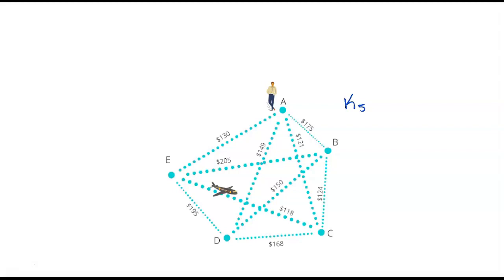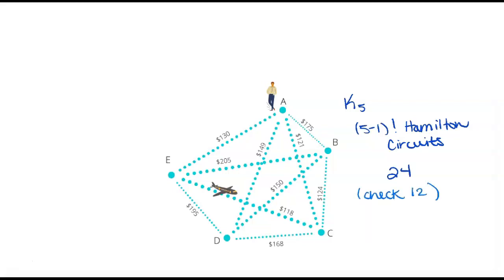With K5, there are 5 minus 1 factorial Hamilton circuits. That means that we have 24 circuits to consider in order to be absolutely certain that we have the one with lowest cost. But recall that 12 of these circuits will simply be the reverse of the other 12, so we really need to check 12. Starting at A and returning back to A, here are the 12 tours that we need to check.